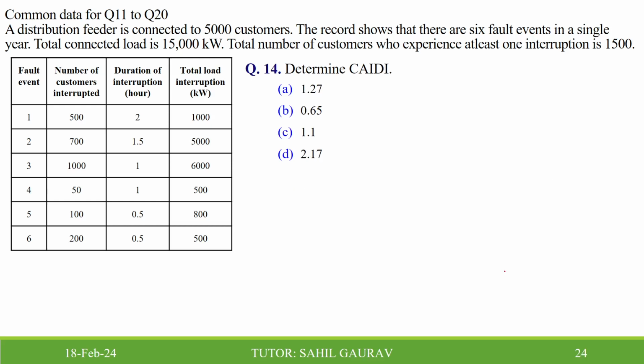Now moving forward, 14th problem. So next is CAIDI. CAIDI is customer average interruption duration index. It is the ratio of customer interruption duration, sigma RiNi, to the total number of customer interruptions, sigma Ni.